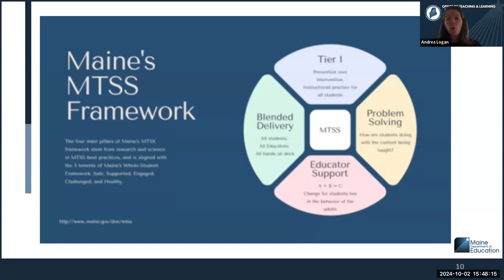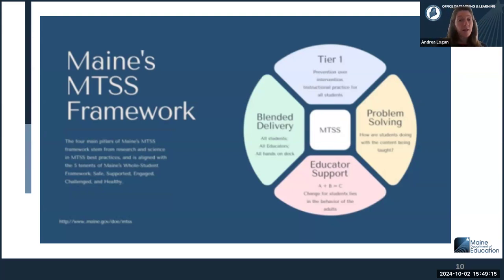Moving down to the bottom of the circle, educator support. We believe that A plus B equals C, that change for students lies in the behavior of the adults. So A, adults, plus B, their behavior, equals C, change for students. And the educator support system, we don't get into too deeply in today's toolbox session, but it's important to know that your educator support system is equally as important as the interventions that you're spending thousands of dollars on to bring into your school that you think are going to meet the needs of the students that are in front of you. And that's critical because we have been taught to believe that MTSS is an intervention system. And really it's a systems approach of how you are utilizing and maintaining the people that are delivering the MTSS, and your educators are your drivers of that MTSS. And so having a support system in place is critical for that.